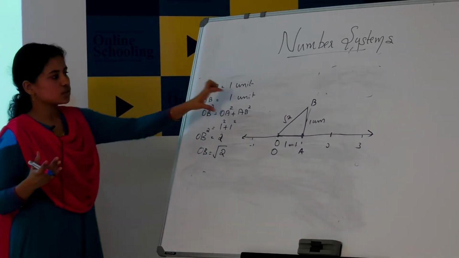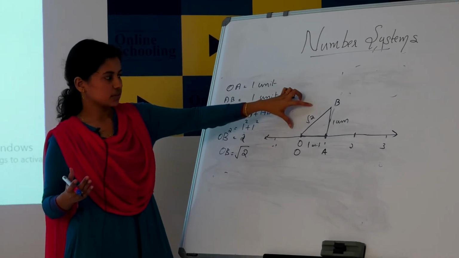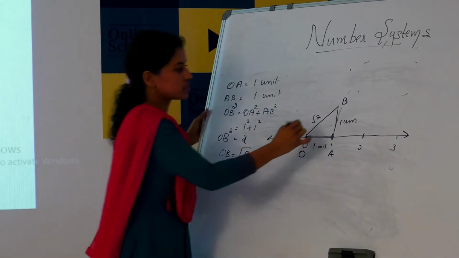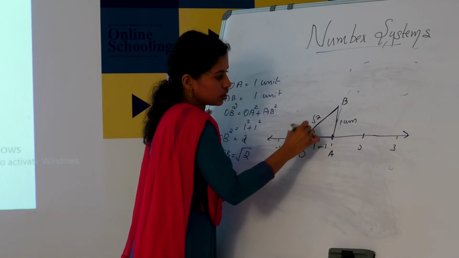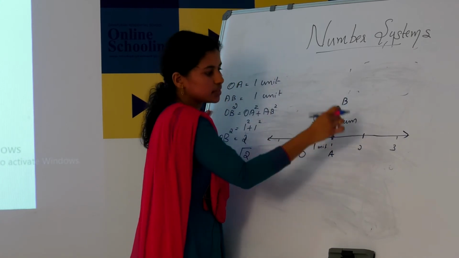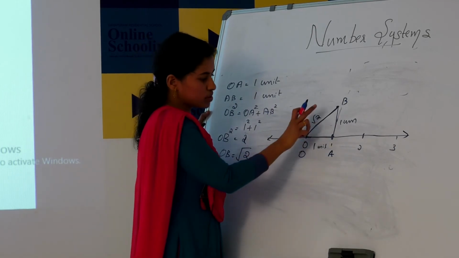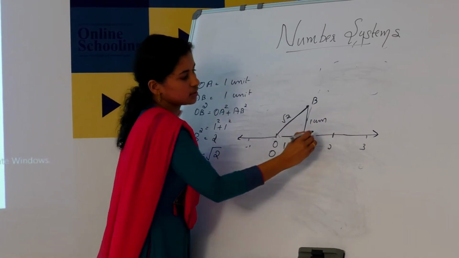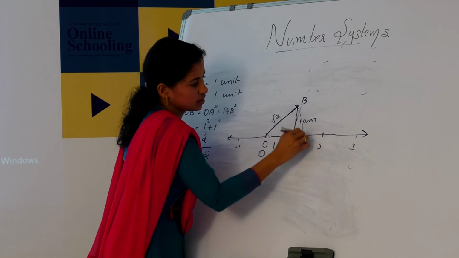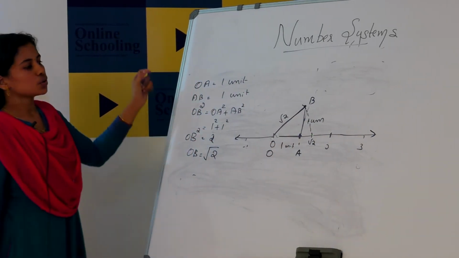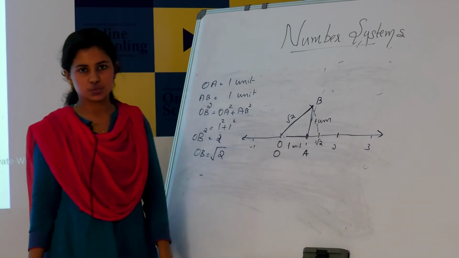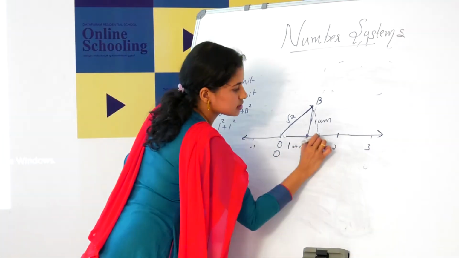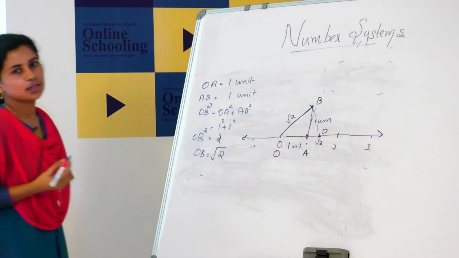So, now we represent root 2 on a number line. We represent this length as root 2. Now, this B I want to represent on the number line. So, I put the compass on O, take the length root 2 and draw an arc here. So, here I get root 2. Root 2 always lies between 1 and 2. Here we can draw root 2 on the number line and this D is called root 2.